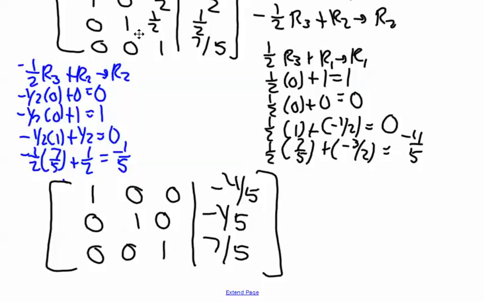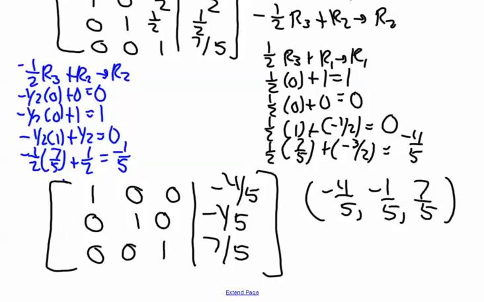So now I know what my solution is going to be. So let's write it as an ordered triplet. That's negative 4/5, negative 1/5, and 7/5. Again, you can check that quickly to determine that that is a solution to all 3 equations in the original system. Okay.